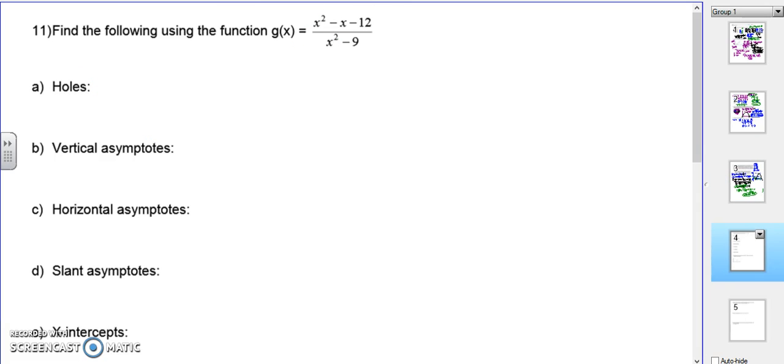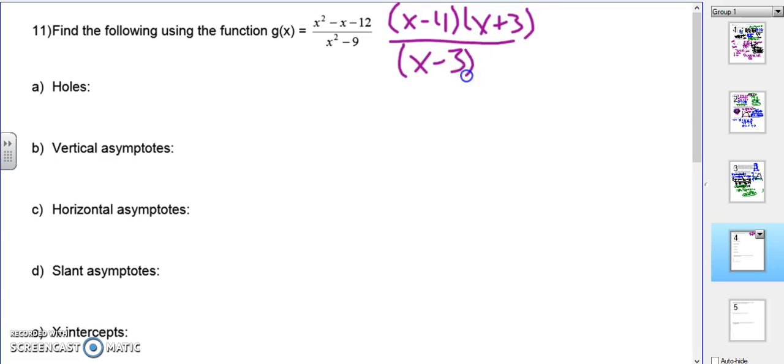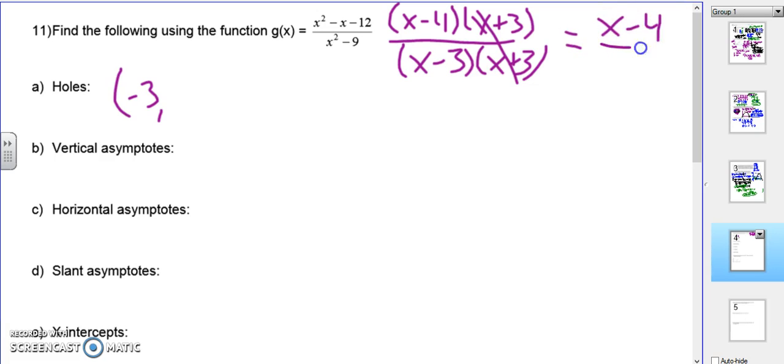Okay, I think we have time to do one more for this video. All right, we got to find a bunch of information. We're going to factor the top first and then factor the bottom. So this part should be easy. All right, so what we cancel is going to give me the x value for the hole, which is -3. Then I'm going to take -3 and plug it into what's left, which is x minus 4 over x minus 3. So if I plug -3 in, I am going to get 7 over 6.